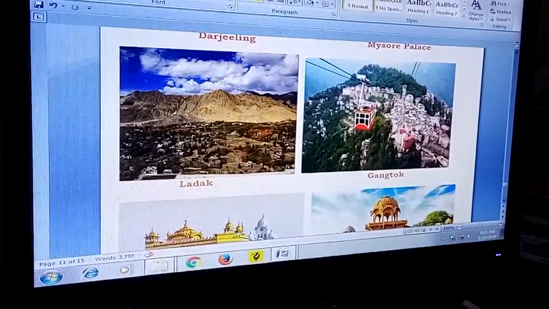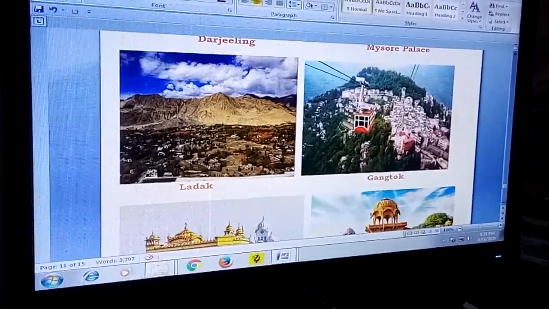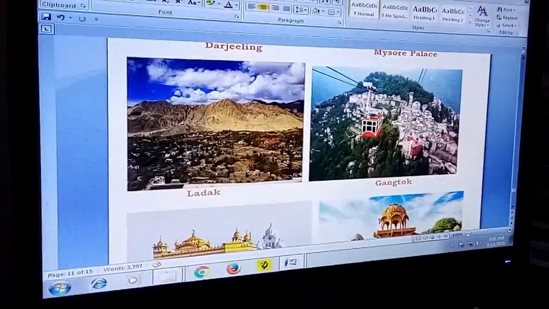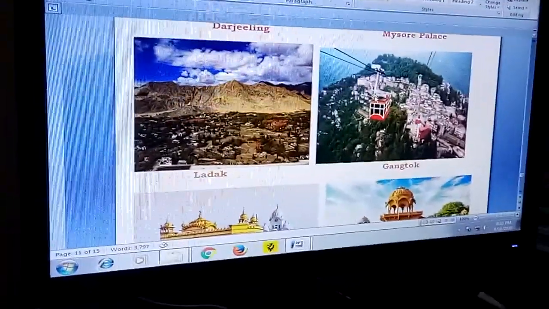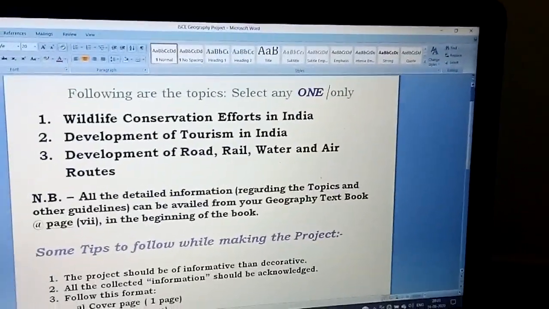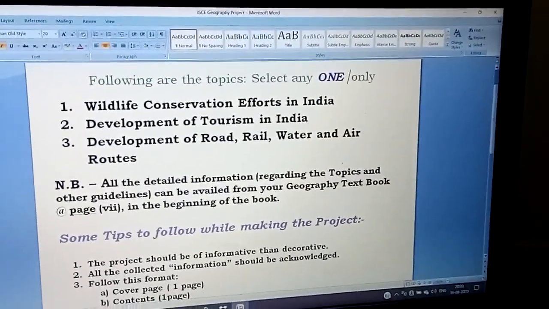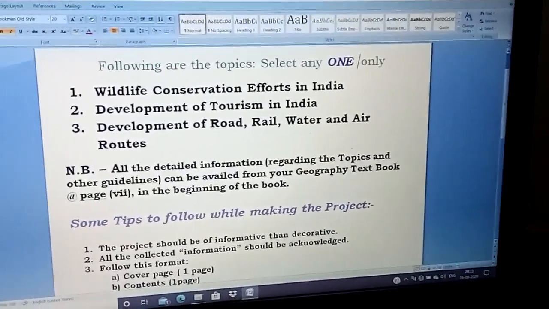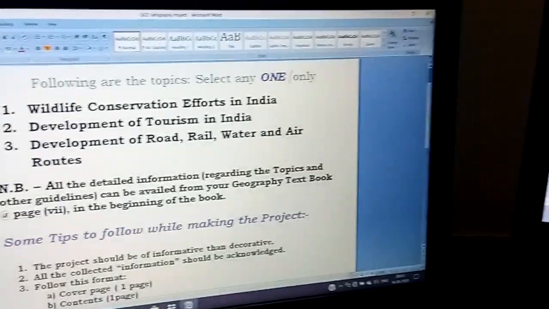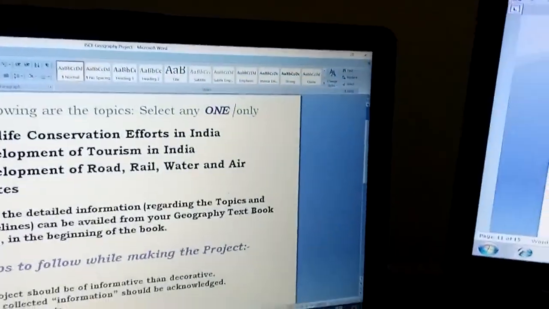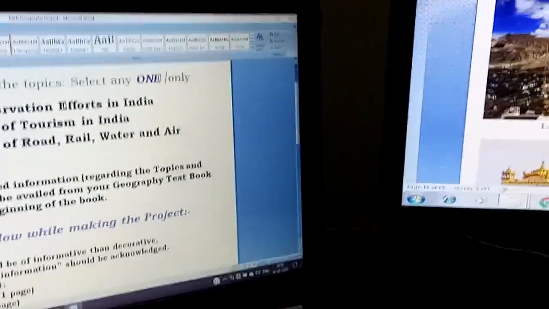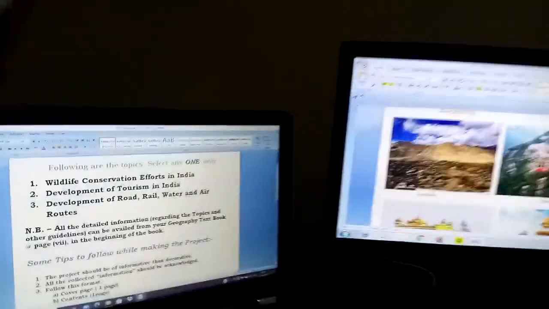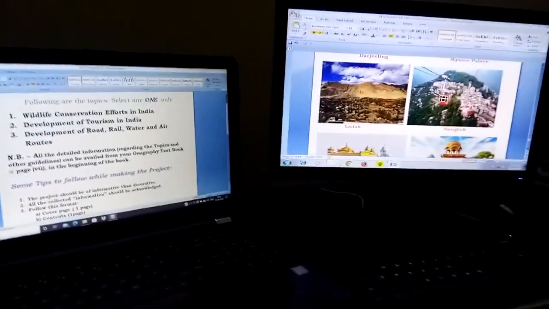Similarly, with the development of tourism in India, for the last so many years I have been dealing with geography. I have never seen any boy or girl pick up the topic called development of road, rail, water and air routes of India. But still I can say that if you feel like you can do it, do it. And in the meantime, if you have any queries or difficulties, you are always welcome to write to me directly on my WhatsApp or in the comment box.